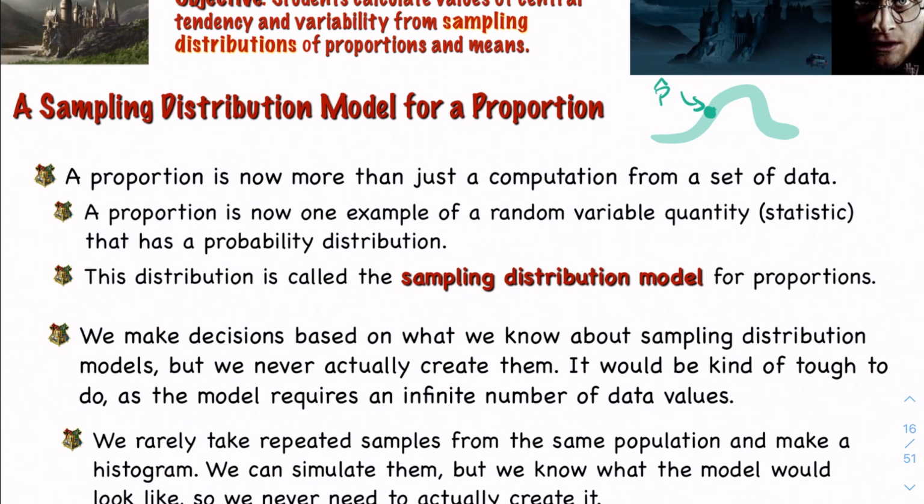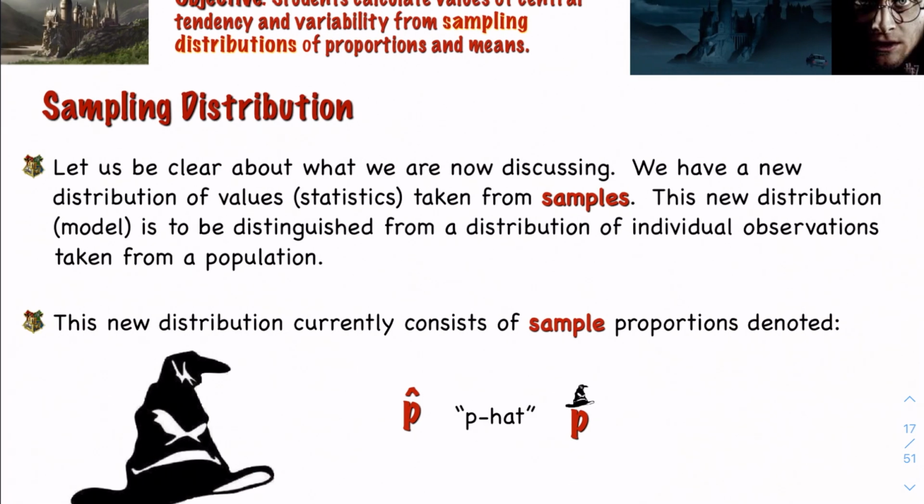We make decisions based on what we know about sampling distribution models, but we never actually create them. It would be kind of tough to do this, as the model requires an infinite number of data values to figure out all of the points along the curve. It's just undoable in the human condition. So we rarely take repeated samples from the same population and make a histogram, but we can simulate them. We've done that before. But we know what the model would look like, so we never really need to actually create it. So that's kind of our justification for what we do next.